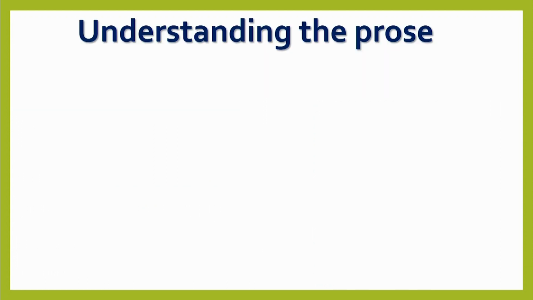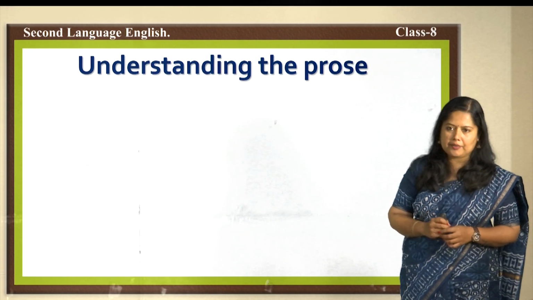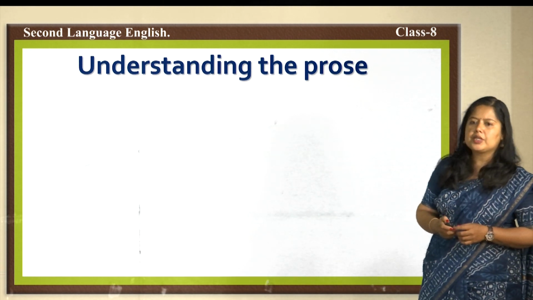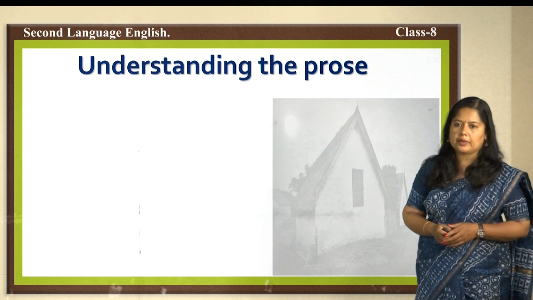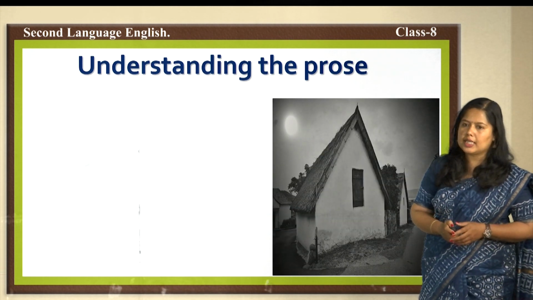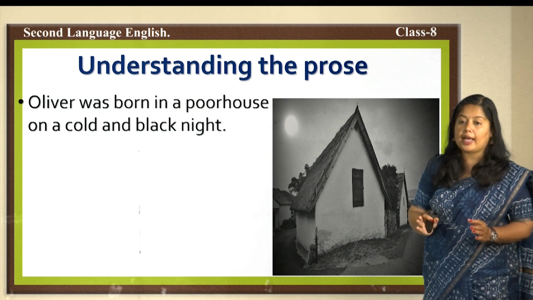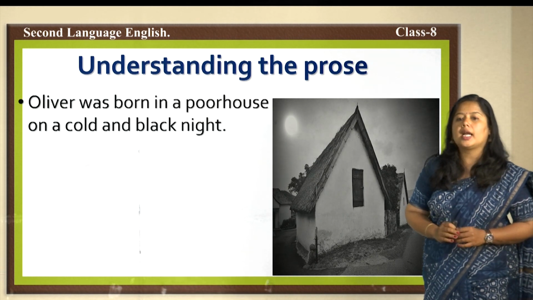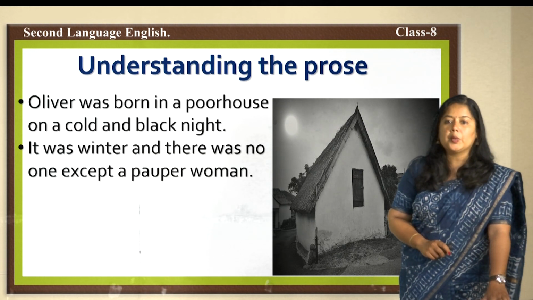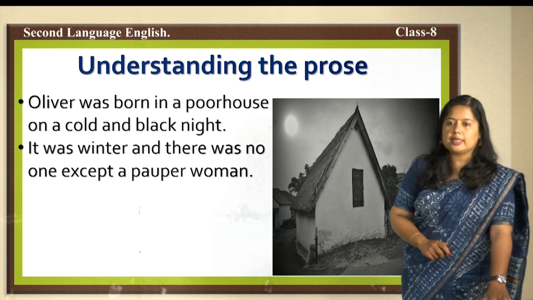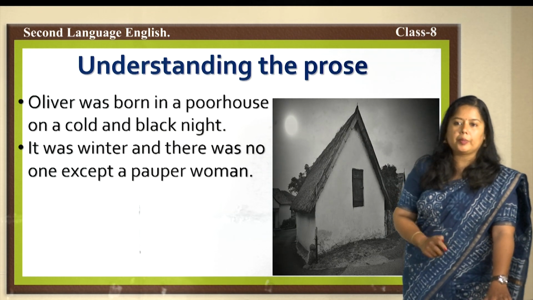So, now children, we have come to the stage to understand the prose part that we read previously. There are some points that you need to focus on more while studying. What comes to your mind when you see this picture? Oliver was born in a poor house on a cold black night. It was night and it was cold and dark. It was winter and there was no one except a pauper woman. Oliver's mother, when she was about to deliver her baby, had no one around her but a pauper woman.